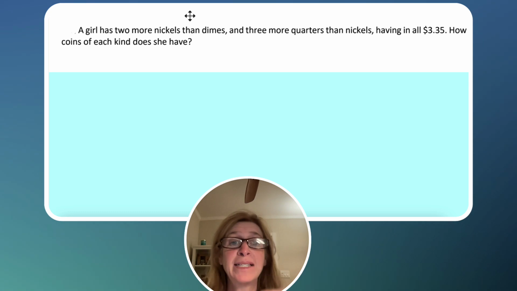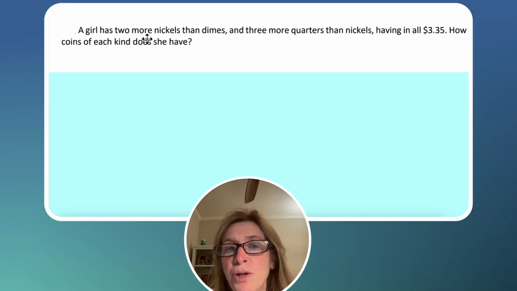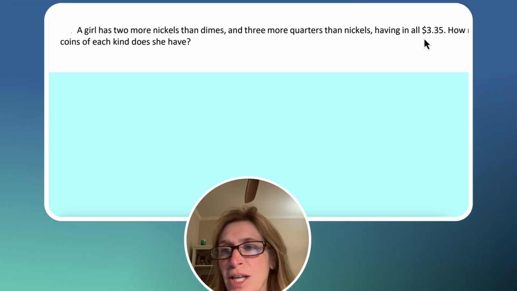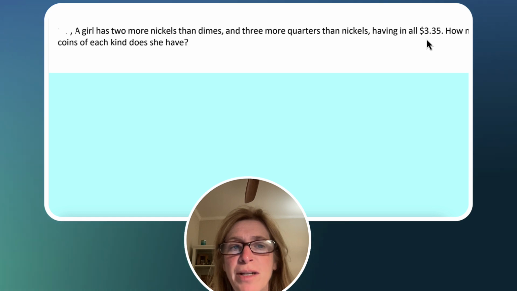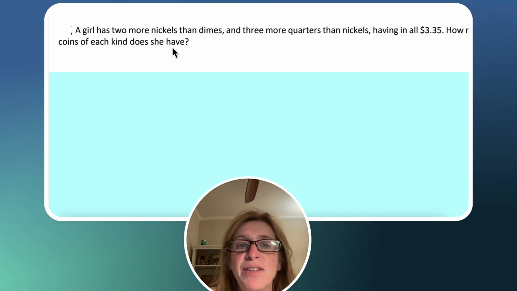It could involve pennies, dimes, nickels, quarters, and it says a girl has 2 more nickels than dimes and 3 more quarters than nickels, having in all $3.35. Okay, so $3.35. That's important. How many coins of each does she have?